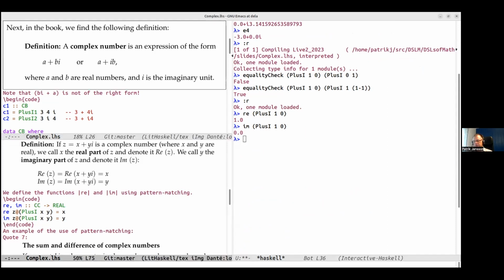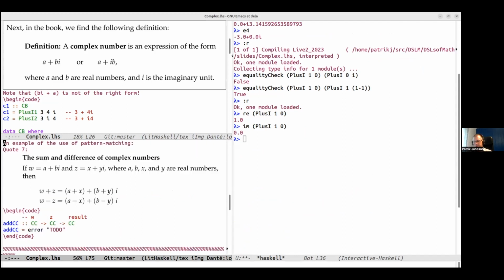Okay, and then a first use of pattern matching in a more interesting case, the sum and difference of complex numbers. So let's see if we can implement addition of complex numbers. First, the type here, which they don't write in the math book, but they write it in text. They say if w and z are complex numbers, then they describe how you get a new complex number as their sum. So here we can say, well, you take two complex numbers and you return a new complex number. So two inputs, one output. That's how to read the type.